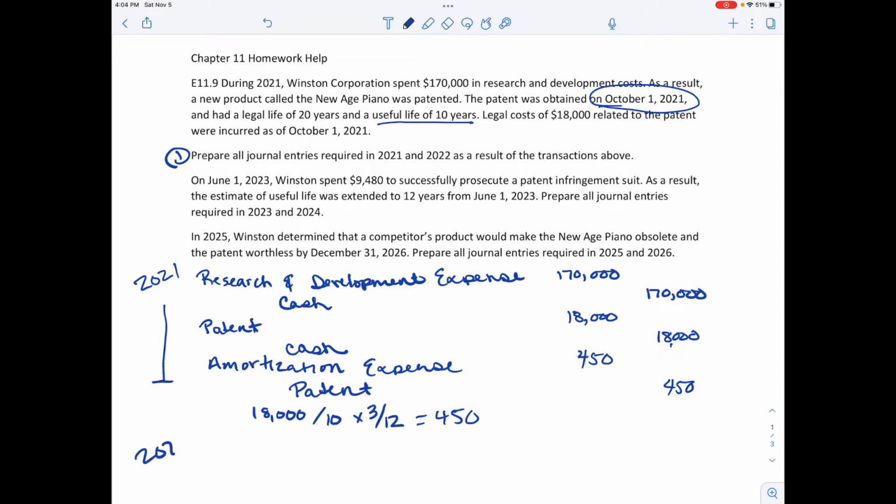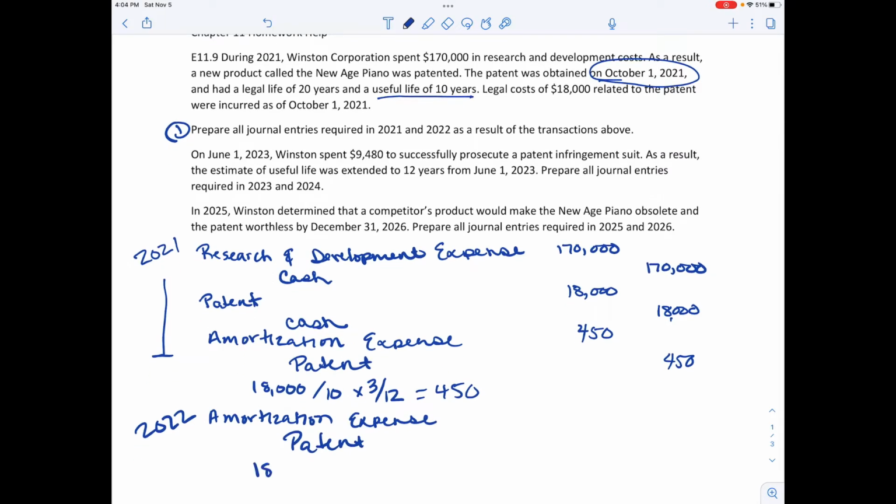Then in 2022, the only thing we need to record is the amortization expense for that patent. So we'll debit that amortization expense, credit the patent, but that's going to be for the full year. So that's the 18,000 divided by 10, or 1,800. So that takes care of 2021 and 2022.